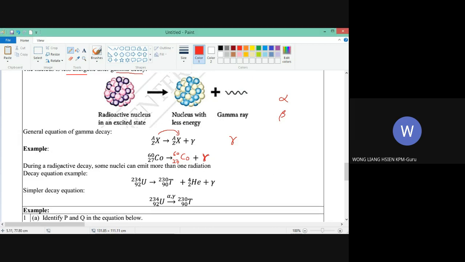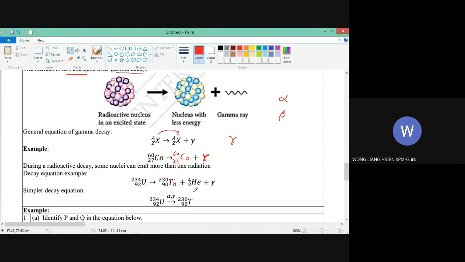So during radioactive decay, some nuclei can emit more than one radiation. For example, this uranium undergoes alpha decay and gamma decay together. What happens is the uranium becomes thorium. You see 92 becomes 90, and 234 becomes 230. So at the same time, it undergoes alpha decay and gamma decay.